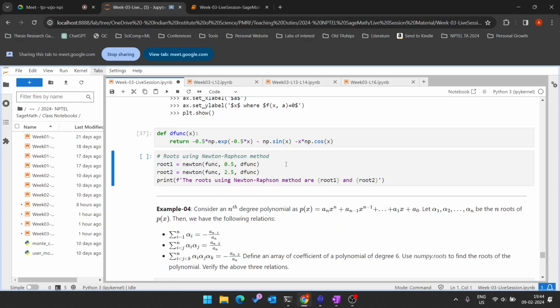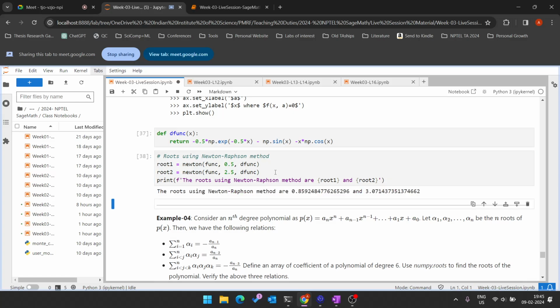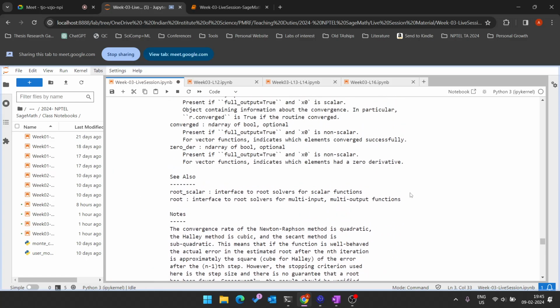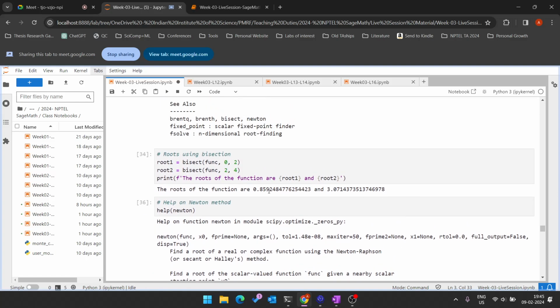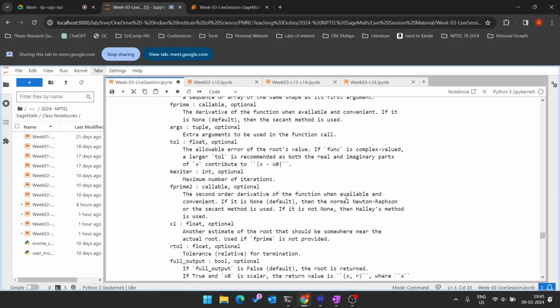Then I proceed to solve using the Newton-Raphson method. I know one root is around 0.85, another root is around 3. So I take two values close to those roots, and I also provide my first derivative. And then I calculate my roots. You can see that these two roots, 0.859 and 3.07, exactly match the roots that we obtained from the bisection method.